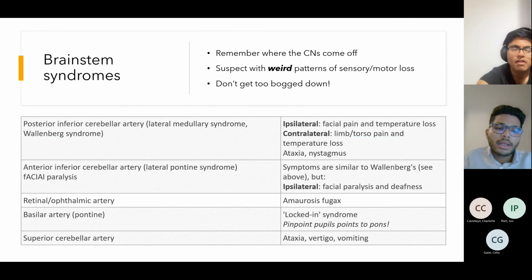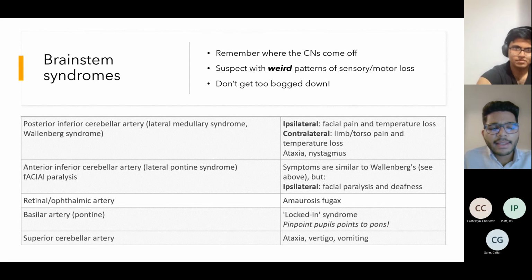Right. So touching on some of the weirdest strokes. We've talked about cortical strokes. You know that if it's the leg, it's usually the ACA. If it's the arm and the face, it's usually the MCA. If it's the eyes and you've got hemianopia, then it's usually a PCA.